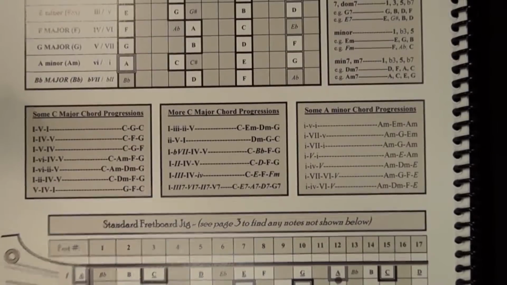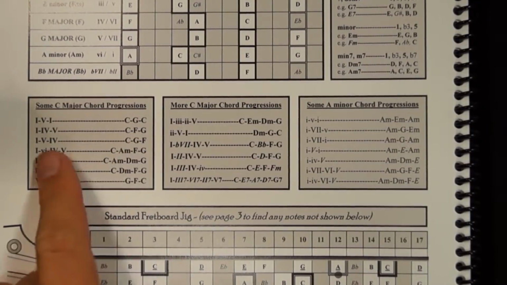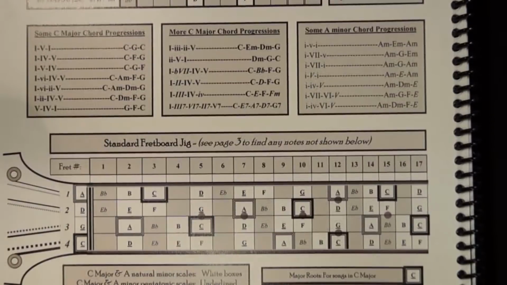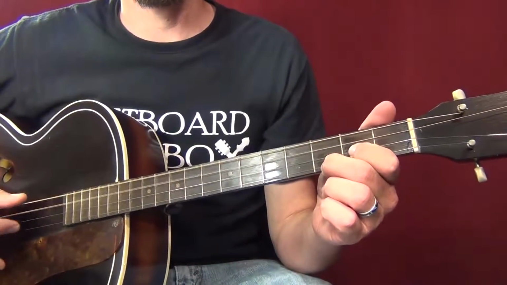So 1-4-5, huge progression. You can invert that and do a 1-5-4 progression. That's C major, G major, F major. It's going to give you a little bit of a different sound.